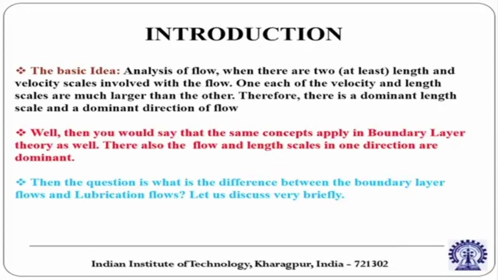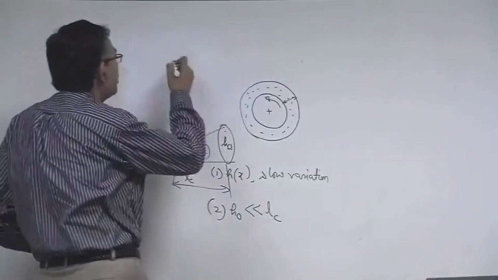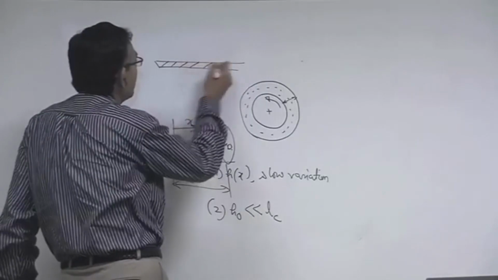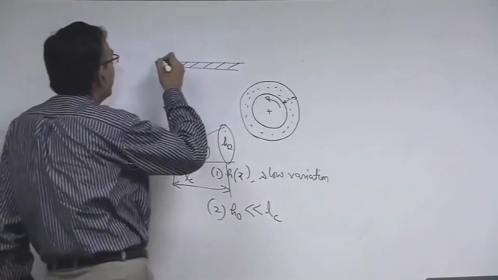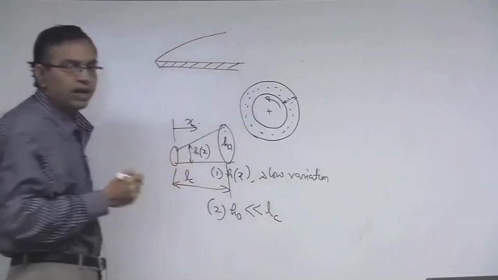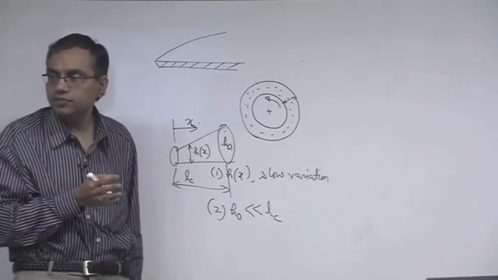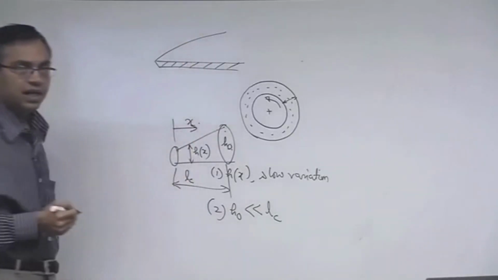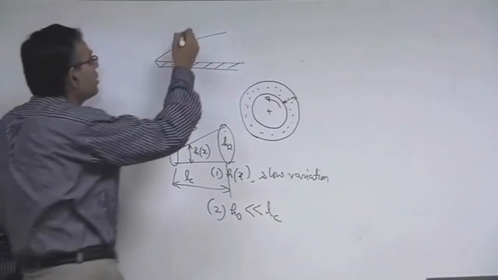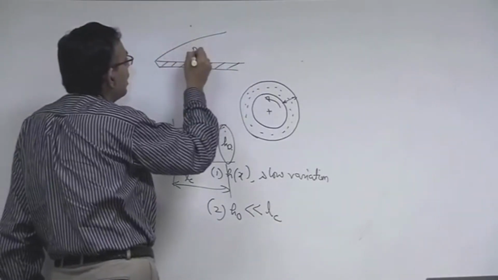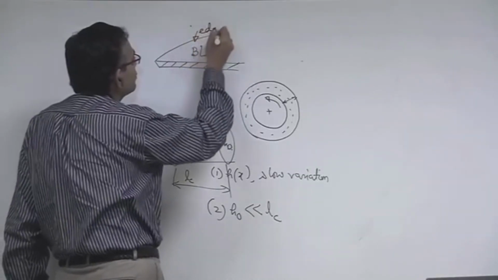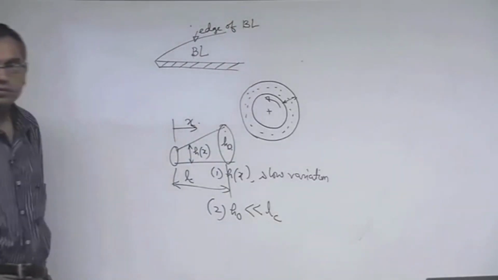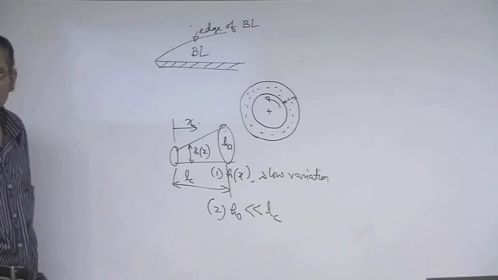Then you would say that the same concepts apply in boundary layer theory as well. So let us recollect what boundary layer theory is. You have, let us say, a flat plate, and close to the wall there is a region where velocity gradients exist because of viscous effects. Outside that region you have inviscid flow. So, this is the outer stream and this is the inner stream, which is the boundary layer, and this is the edge of the boundary layer.